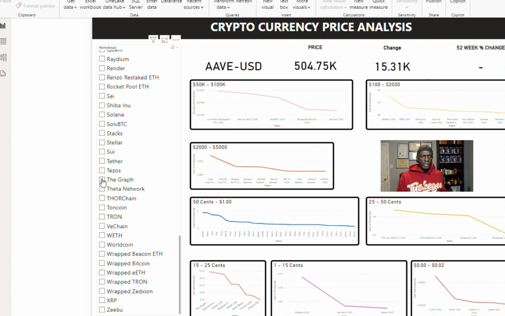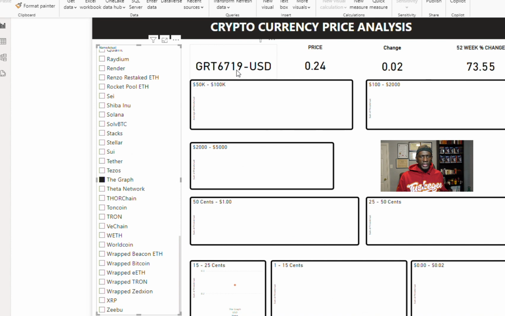But what we do have is a report looking at the 97 cryptos. If we click one, we'll see which crypto it is. Now that's actually the name of a crypto, and this is its symbol, and its price is 24 cents. Its change looks like 2 cents, and the 52-week percentage change is 73.55%.